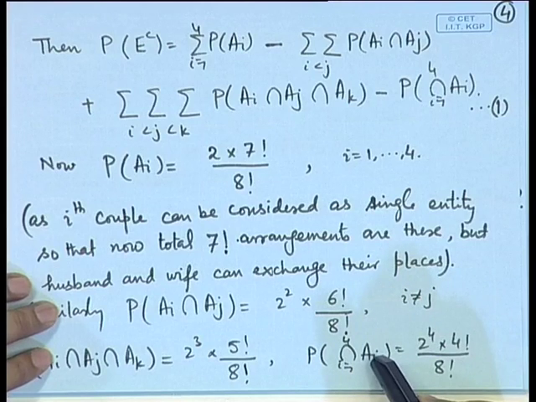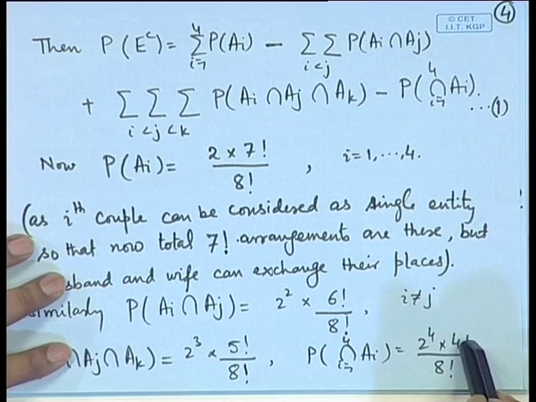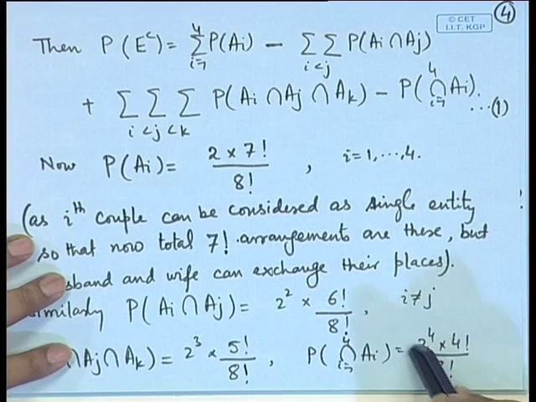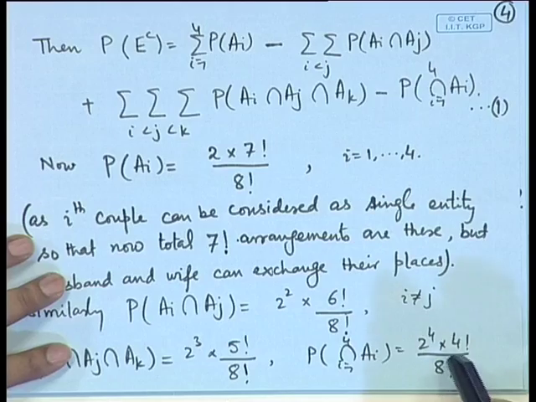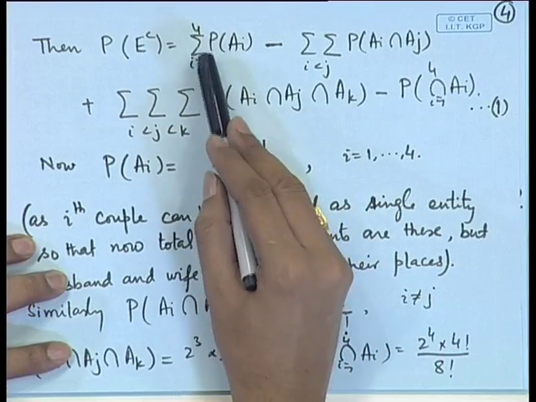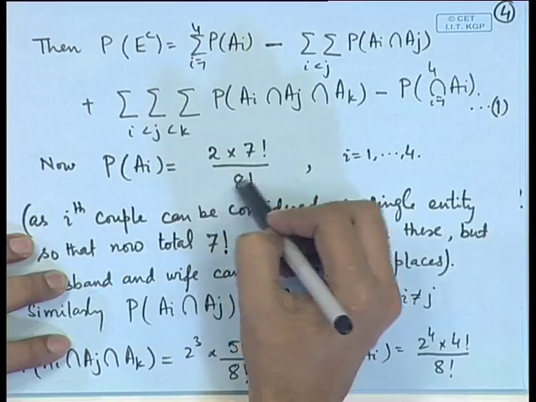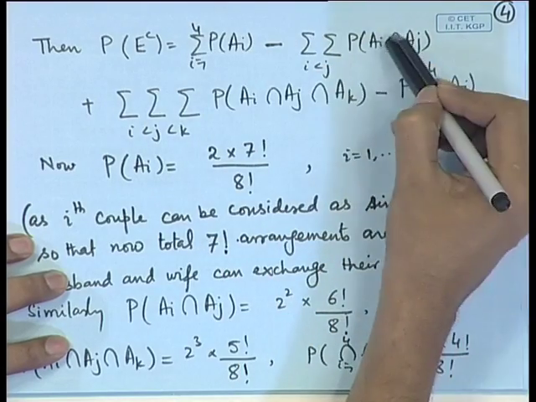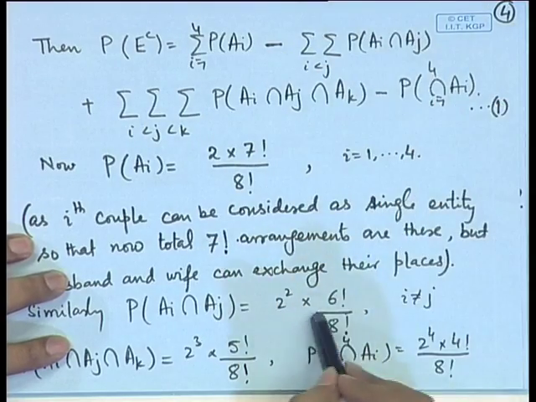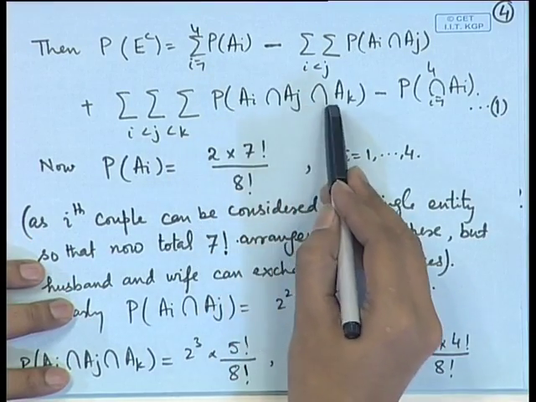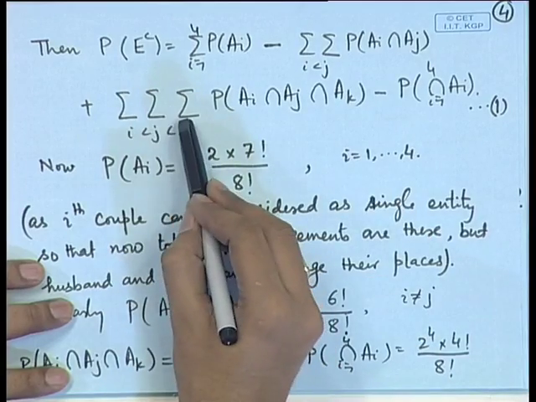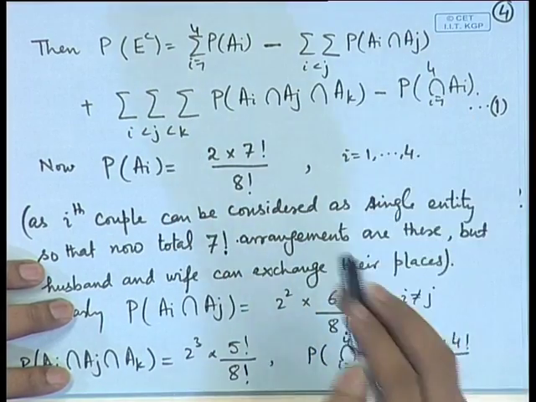Finally, if I say that all the 4 couples sit together, then basically it will be arrangements of only 4 entities, 4 factorial, and all the husband-wife pairs can interchange their places among themselves. So, that is 2 to the power 4 into 4 factorial divided by 8 factorial. Now, if I look at here, the probability of A_i is this term and this is appearing 4 times. The probability of A_i intersection A_j is this term and this is appearing 4 C 2 times. The probability of A_i intersection A_j intersection A_k is this term and this is appearing 4 C 3 times, and this last term is a single term.